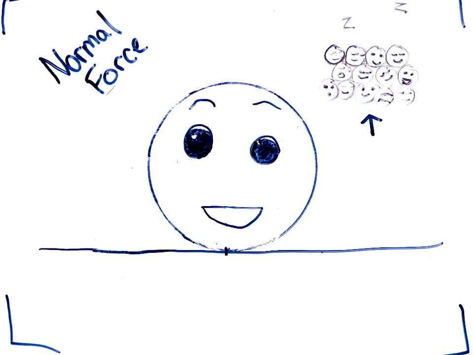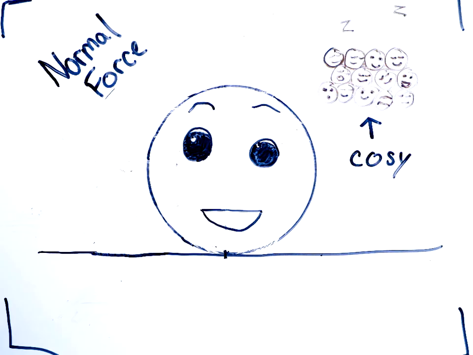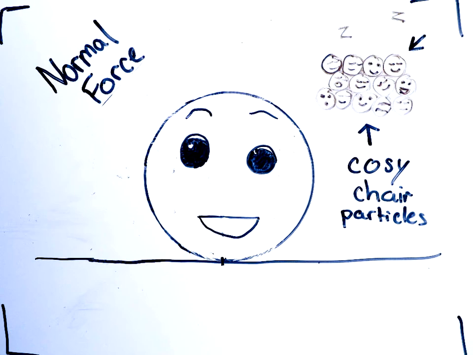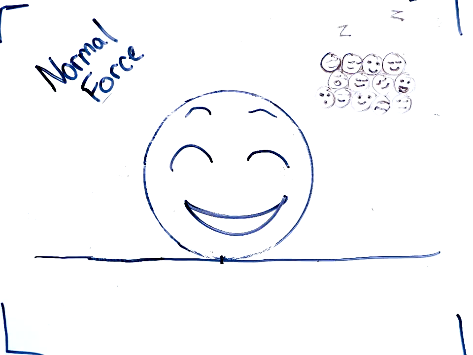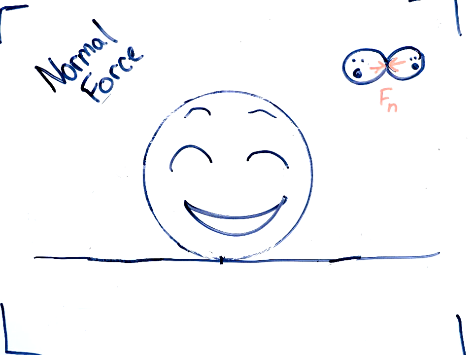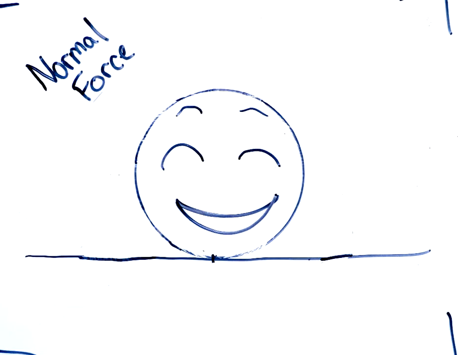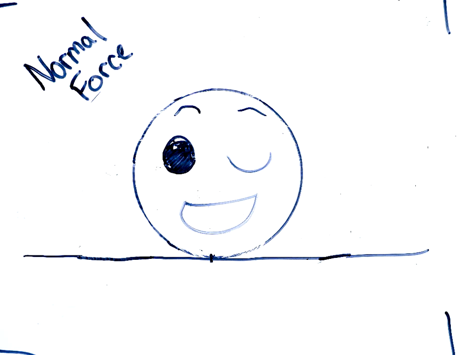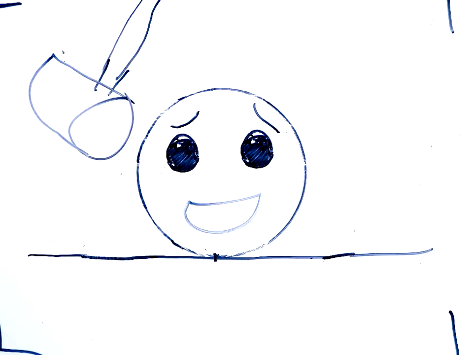The tiny particles that make up your chair are all cozy together, and they don't want to move apart to let you through. Normal force happens whenever two objects are in contact with each other. Good job, Marley! And now for applied force.